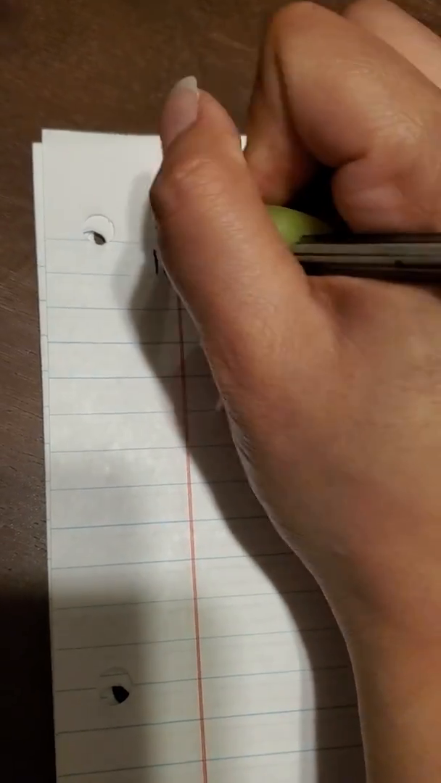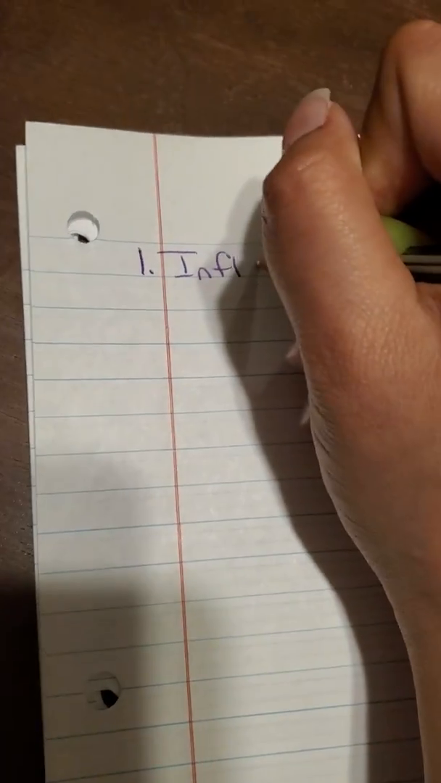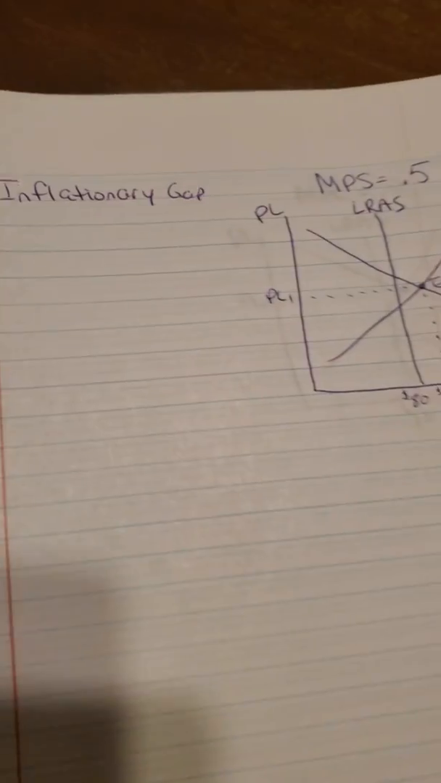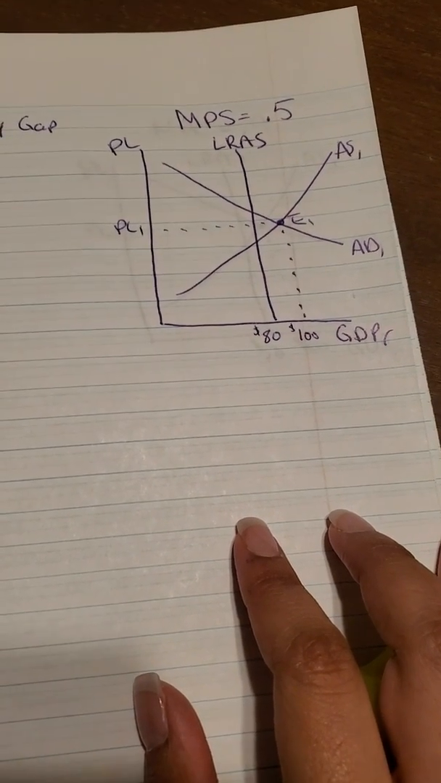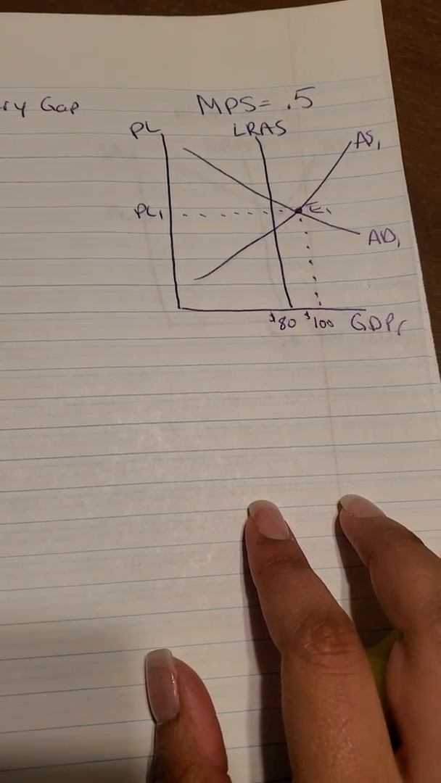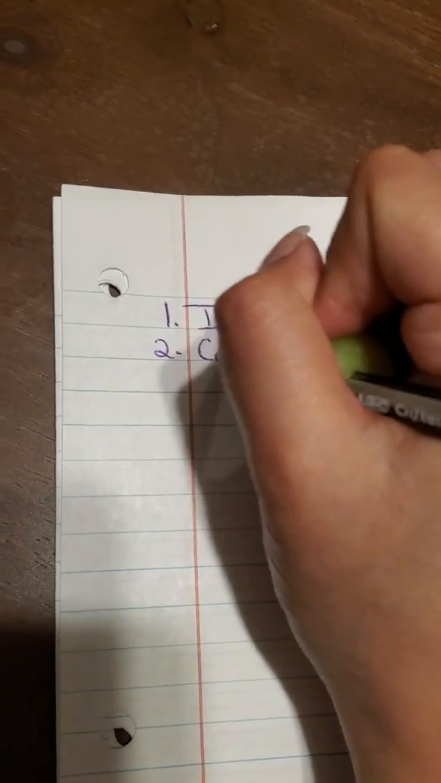Again, you can pause the video, try it out for yourself, try to solve it out. Inflationary gap. And then let it play and see if you did it right. So what kind of policy do we need in order to close an inflationary gap? We need contractionary fiscal policy.